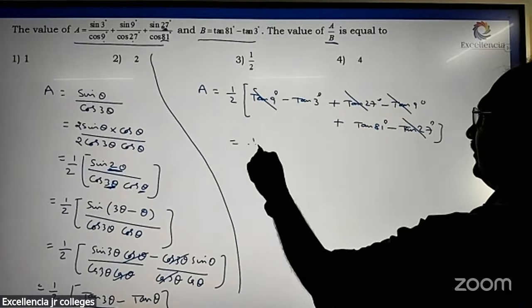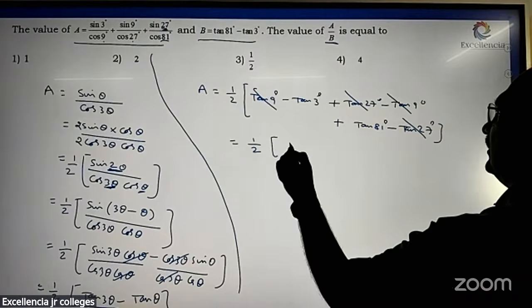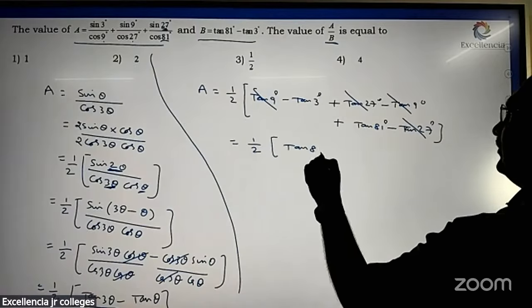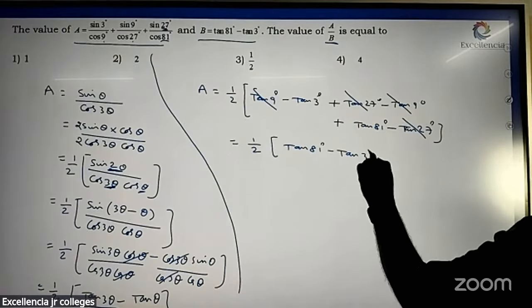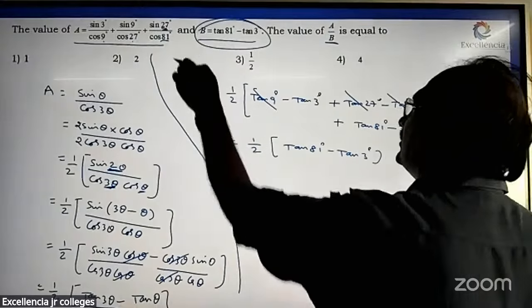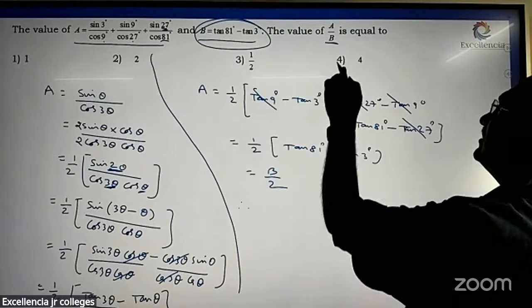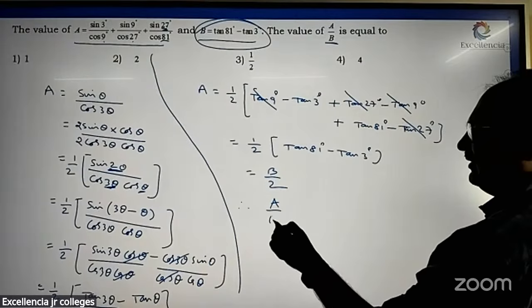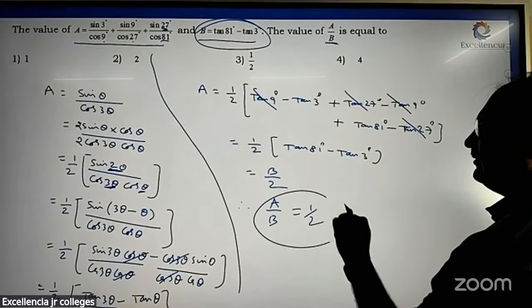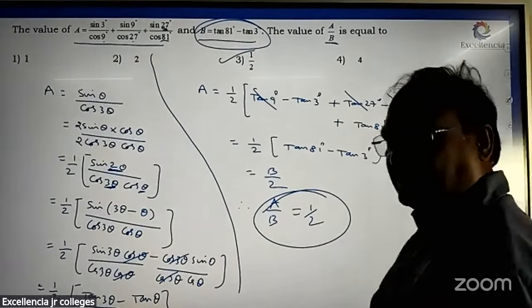Finally, what am I getting? 1 by 2 into tan 81 degrees minus tan 3 degrees. You see, this is given as B, and this is nothing but B by 2. Therefore, what is being asked here? What is A by B? A by B is nothing but 1 by 2. So this is the answer for this.